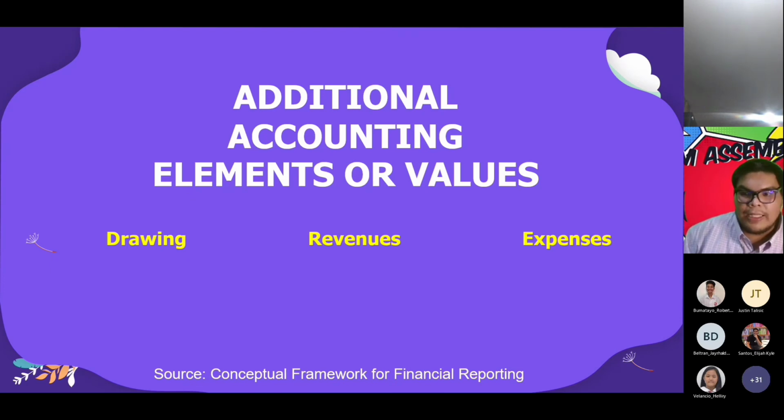So discuss naman natin bago tayo mag-break, additional accounting elements or values, drawing, revenues and expenses. Lapit-lapit na tayo sa break. Discuss na muna natin hanggang expenses.